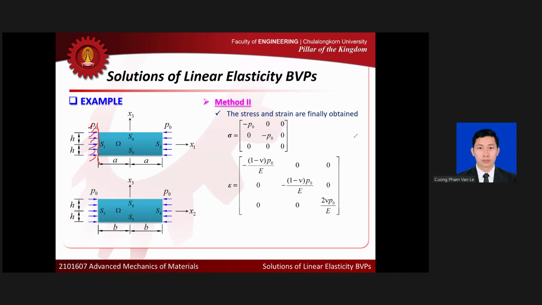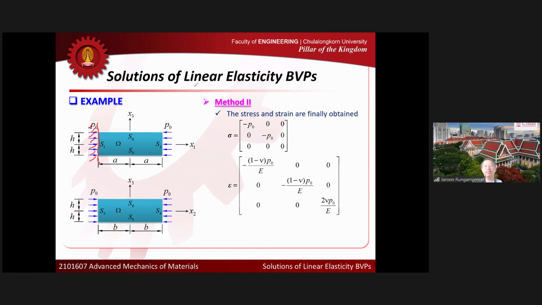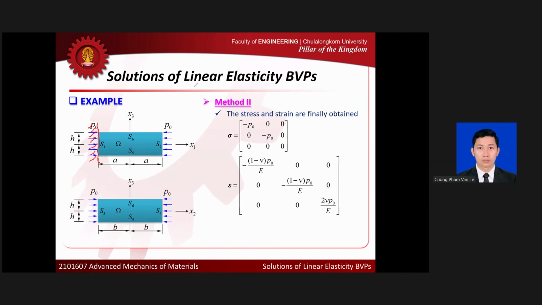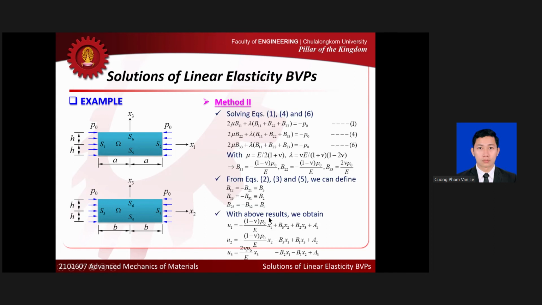I have a question. Yep. The solution according to the methods, we have this displacement field U1, U2, U3 with A1, B2, B3, and according to the uniqueness of the solution, I think there is a contradiction.